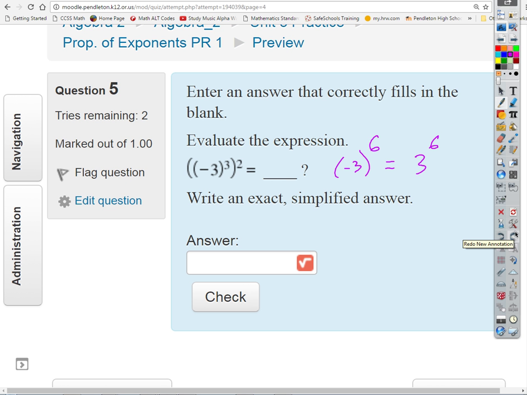If you want to evaluate 3 to the 6th quickly and you don't have a calculator, this wasn't the most convenient way to do it. 3 cubed is 27, and 27 squared is who knows, right? But we could break this down a little differently. What if we wrote this as 3 squared cubed? Because 2 times 3 is 6, so that works, doesn't it? That gives us 9 cubed, and 9 cubed is more recognizable.